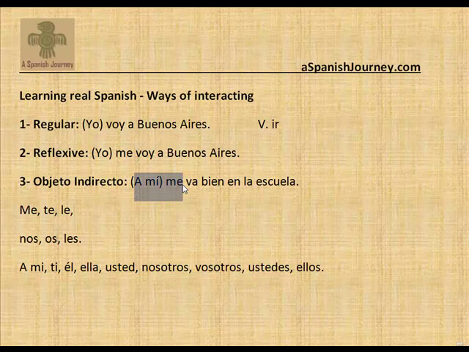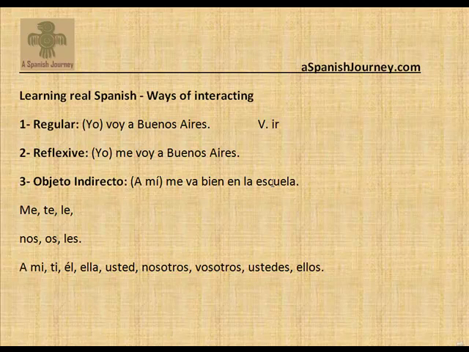In this case, it's me, so I am being affected by the school, and the school says goes well, and then the school will be at the very end. So this is something really important because we're changing the order of the object and the subject. We're always going to start off with the object, then continue with the verb, and then go to the subject, okay? So the indirect object pronoun is commonly used when we are affected by someone or something.